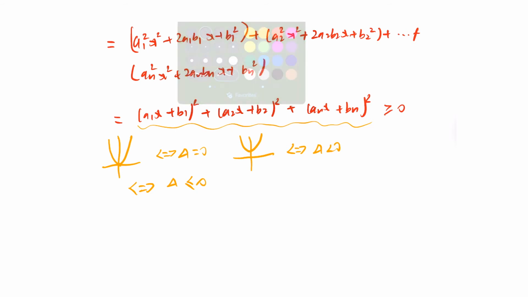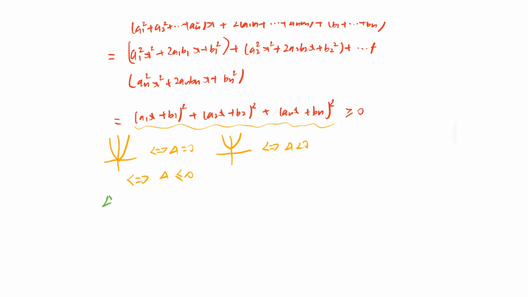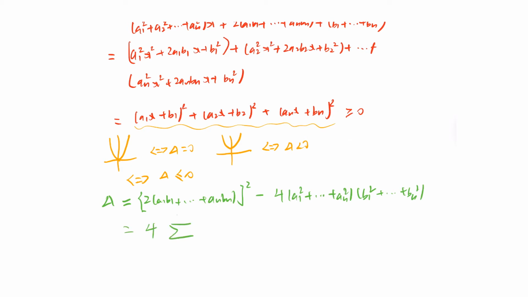And therefore, the discriminant of this entire polynomial equation is equal to 2 times (a1 b1 plus all the way up to an bn) squared minus 4 times (a1 squared plus all the way up to an squared) times (b1 squared plus all the way up to bn squared), which will be equal to 4 times the summation of ai bi squared minus 4 times the summation of ai squared times the summation of bi squared.